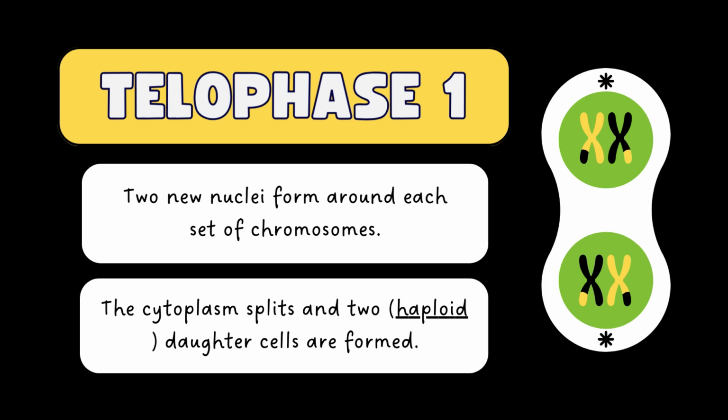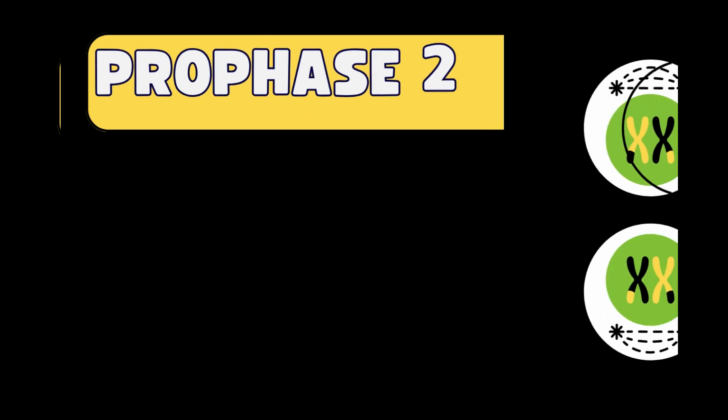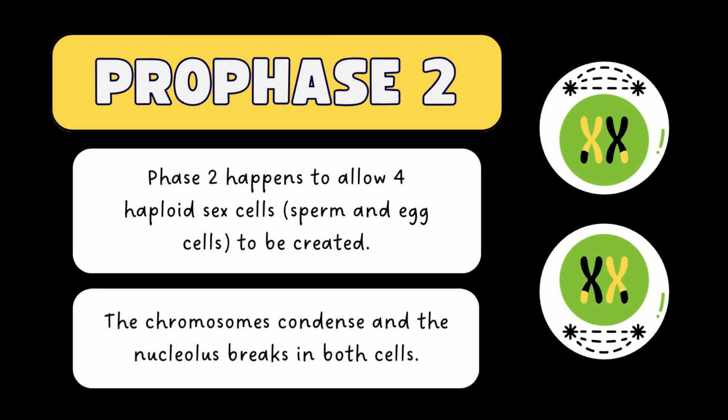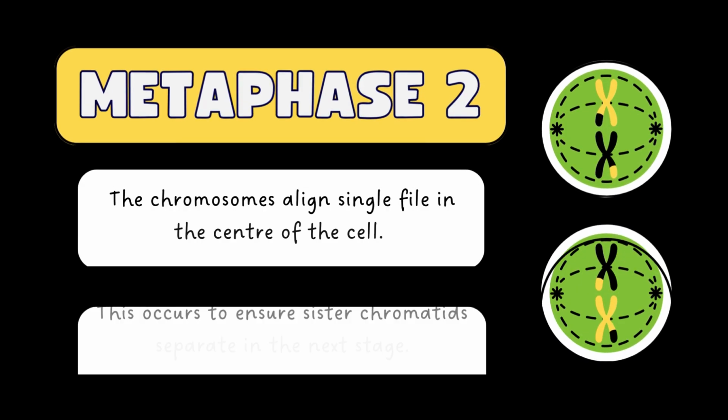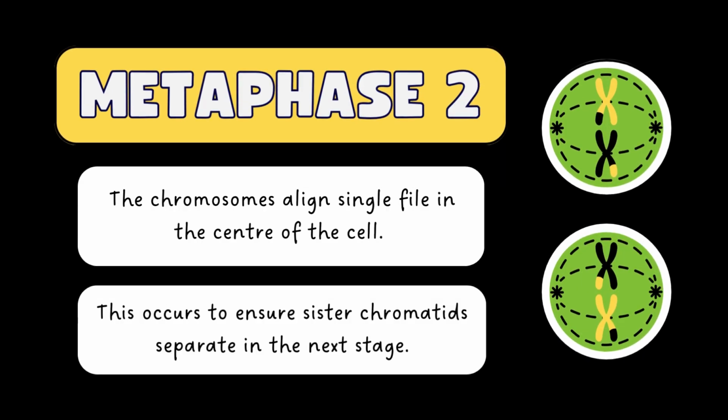Now we reach telophase I. Two new nuclei form, and the cell splits into two. Each of these new cells is haploid, but each chromosome still has two sister chromatids. We're halfway there. Time for meiosis II. In prophase II, the chromosomes condense again in both haploid cells. The nuclear envelope breaks down, preparing the cells for another round of division. This second phase is necessary to create four unique sex cells.